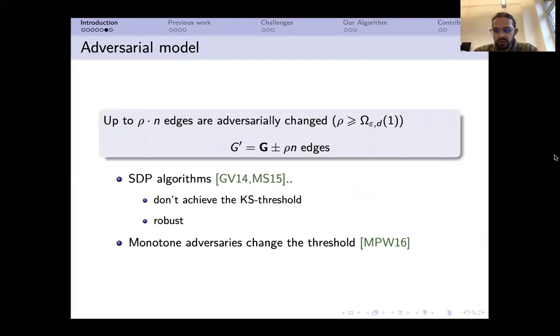It's also important to notice that there are some SDP algorithms that do not achieve the threshold, so they cannot perform weak recovery right above it. But on the other hand, they are immediately robust. They get essentially the same performance in the fragile model and in this adversarial model. It's also interesting to notice that there are some adversaries that are known to change the threshold. So it's not clear a priori whether there is a price to pay for robustness here, whether this sharp phase transition is a fragile phenomenon.